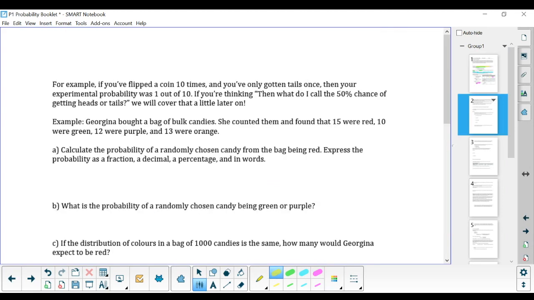Now again, just to reiterate my coin flip example, let's say we've flipped it 10 times and we've only gotten tails once. Then our experimental probability was 1 out of 10. Now you're probably thinking, well, what do I call that chance, that 50% chance of flipping heads or flipping tails? We're going to cover that a little bit later on.